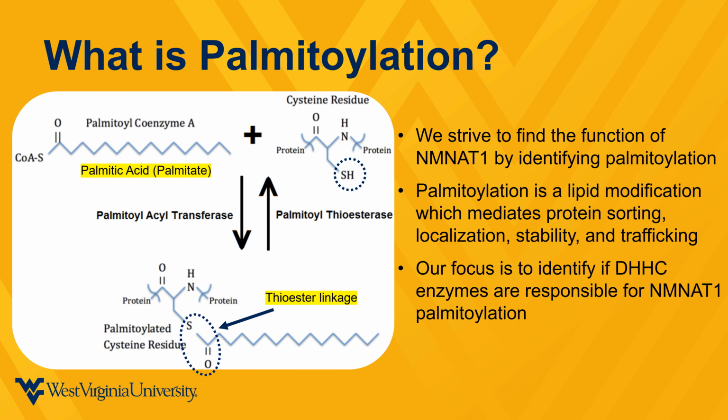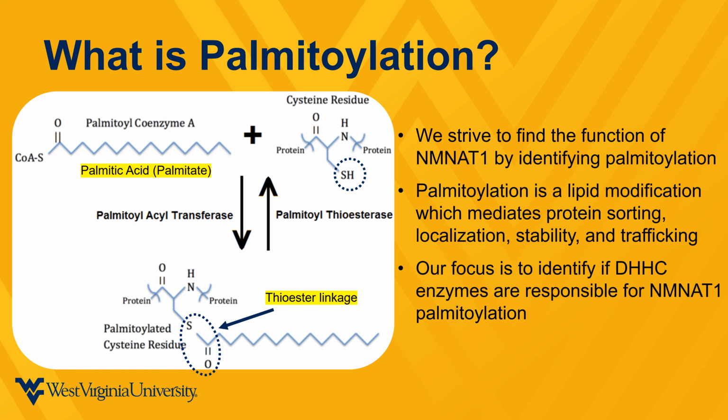So this leads us to the question, what is palmitoylation? Well, palmitoylation is a lipid modification that mediates protein sorting, localization, stability, and subcellular trafficking. So palmitoylation can, in essence, change the structure, function, and location within the cell. And here you can see I have a diagram on the left to describe how this palmitoylation works. So palmitoyl coenzyme A is basically a lipid donor, and the lipid that it's donating is palmitic acid, more informally known as a palmitate, and that's a 16-carbon chain.